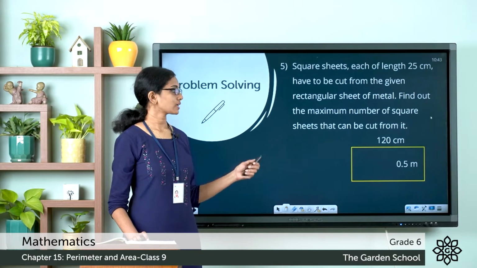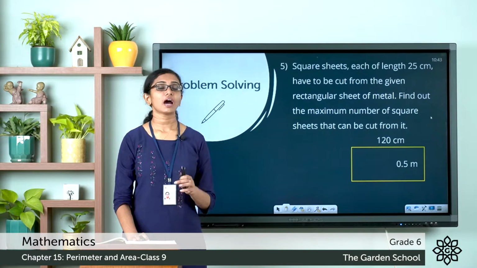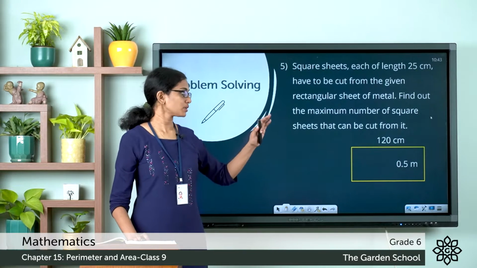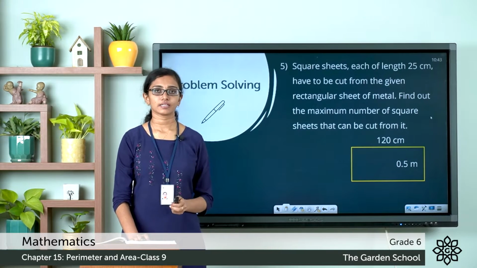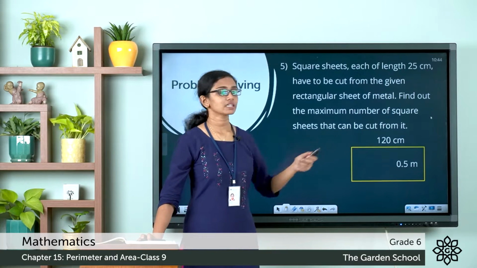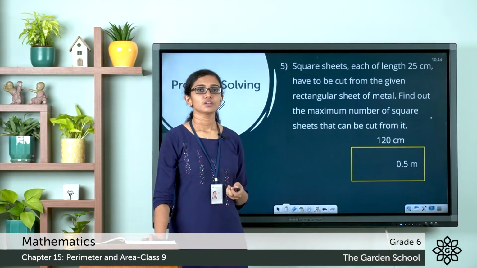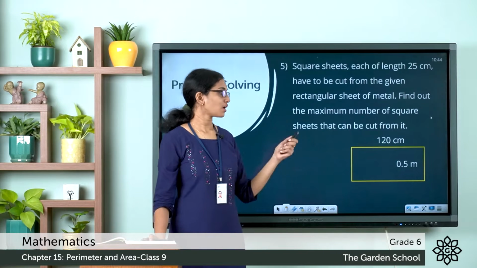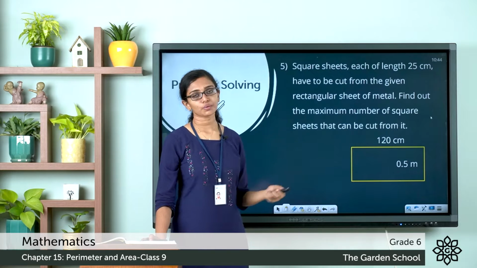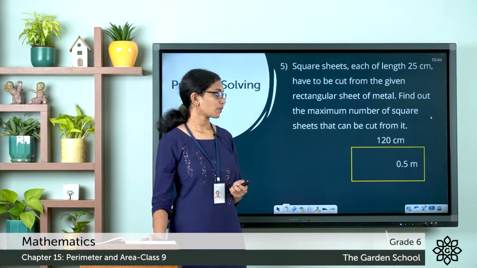So here we are given the dimensions of a rectangular sheet. We need to find out how many square sheets each of side 25 centimeter can be cut out from this rectangular sheet. So look at the dimensions of the given rectangle. The length is given as 120 centimeter, whereas the breadth is given as 0.5 meter. So for the ease of calculation, we need to convert all the given dimensions in terms of the same unit. So you can write 120 centimeter as 1.2 meter. Now the breadth is 0.5 meter.